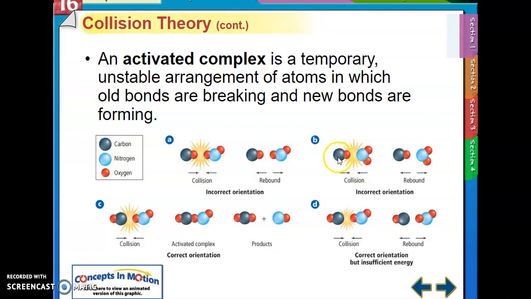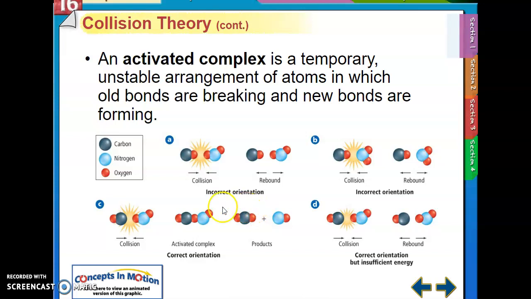Again, gray needs to collide with red, but in this one we have red colliding with this green nitrogen here, and so it's not the correct orientation. They're going to rebound apart.